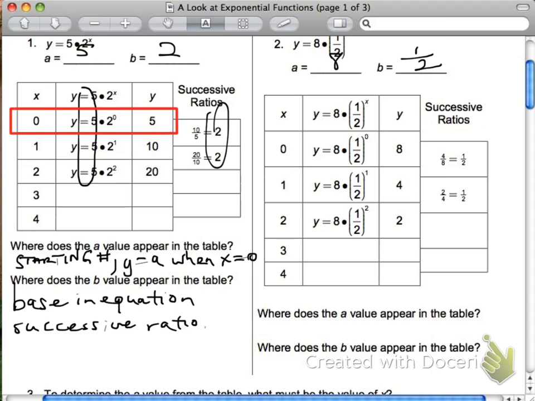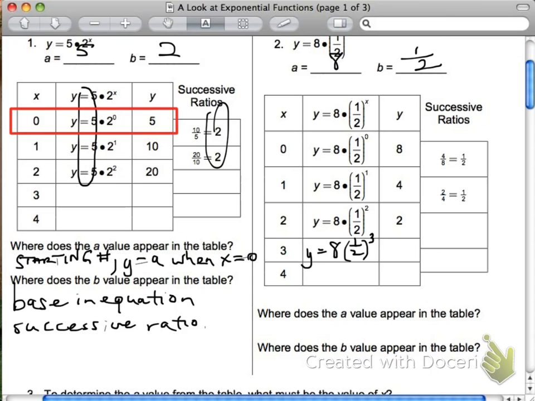Okay? So when I put 2 up here for my exponent, 1/2 to the second power is what? Nope. It's 1 squared and 2 squared. So it's 1 over 4. So 8 times 1/4, or 8 divided by 4, is 2. Okay, what's my next line going to say? y equals 8 times 1/2 to the 3rd power.